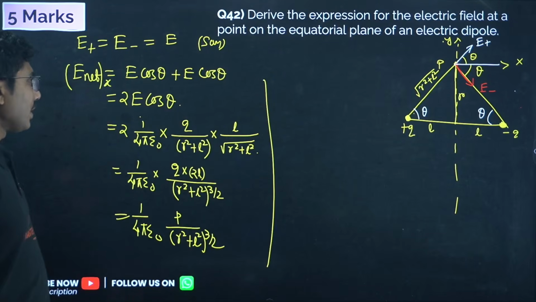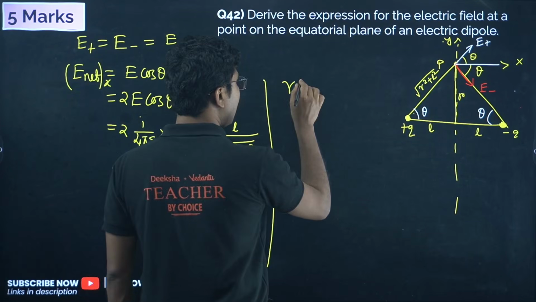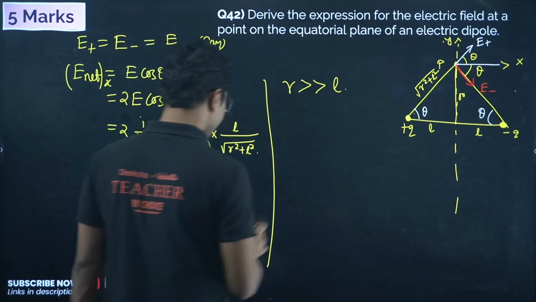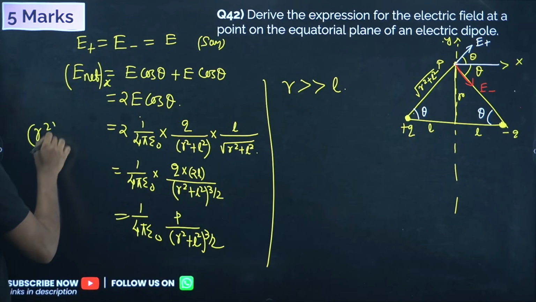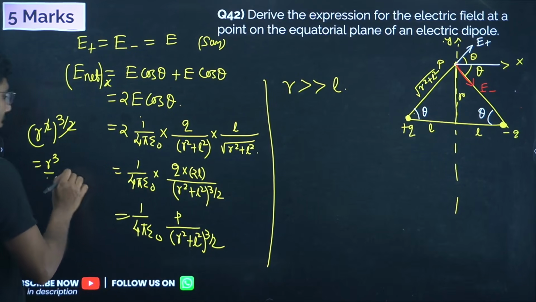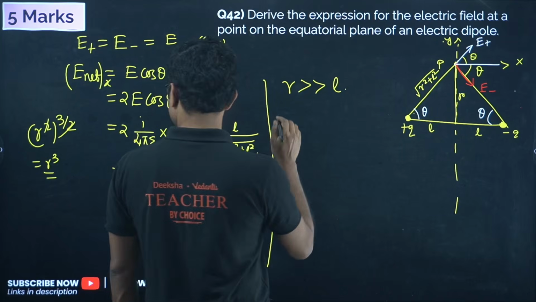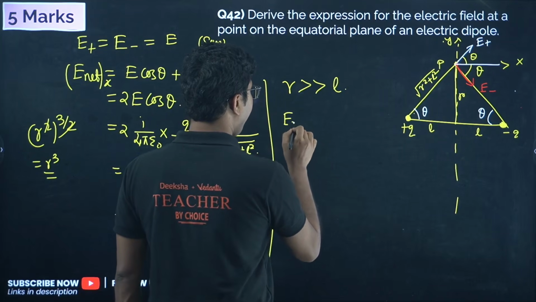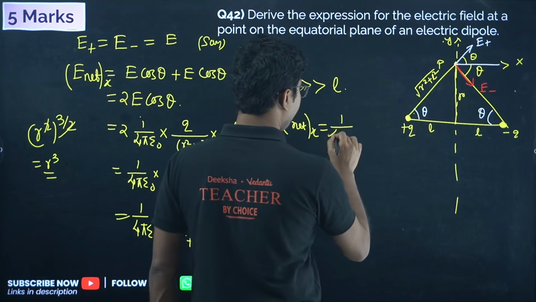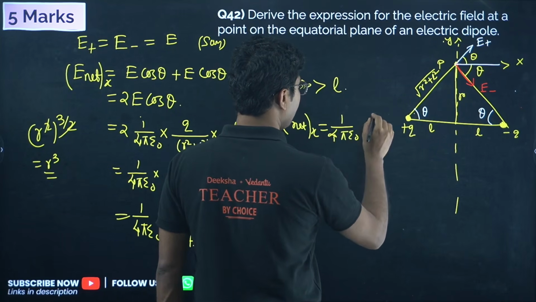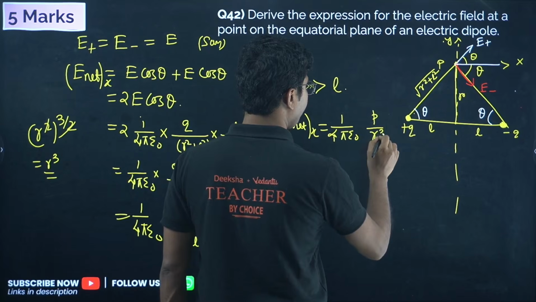Next, again the same approximation, that R is much greater than L, so this L square you can ignore. So you have to do R square to the power 3 by 2, so 2 cancels, you get R cube. Okay, so that means E net x component equals 1 by 4 pi epsilon naught P upon R cube.